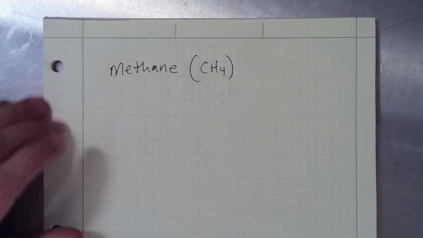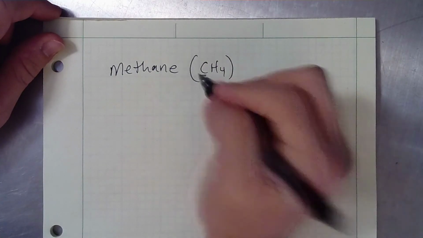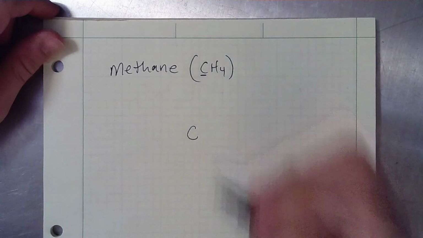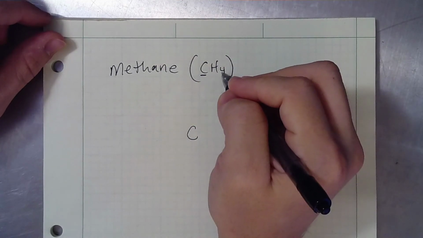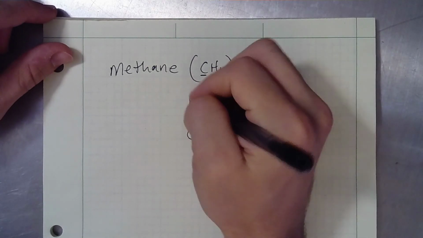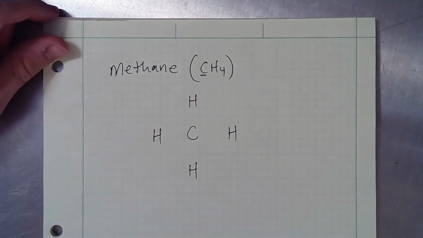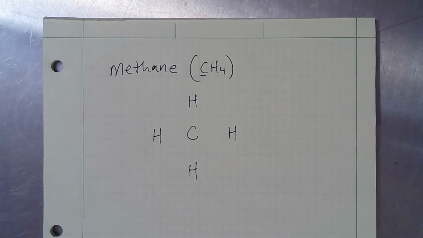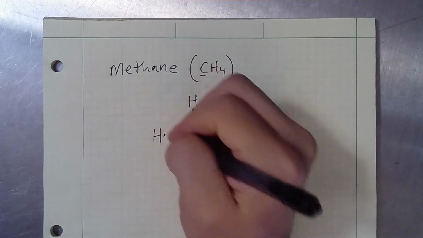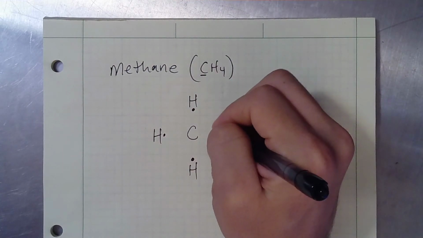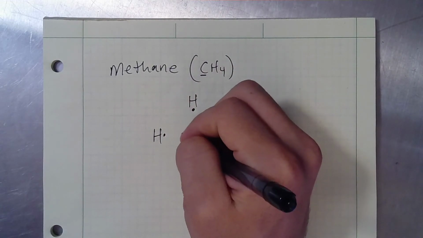Typically, the way that these are drawn is whichever atom comes first, especially if it's carbon, that's going to be in the middle. And whichever element comes next, usually if there's a number with it, then that's going to go around the outside. And we're going to draw our dots on there, our valence electrons. Hydrogen has 1 electron, period, which happens to be a valence electron. And carbon has 4 valence electrons.